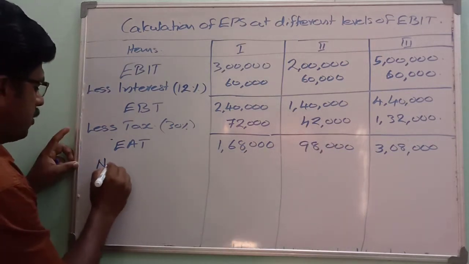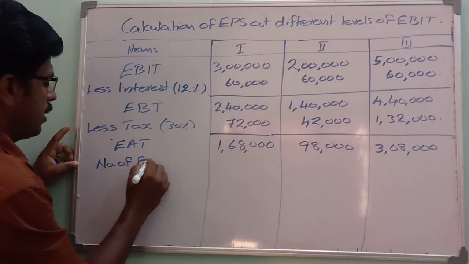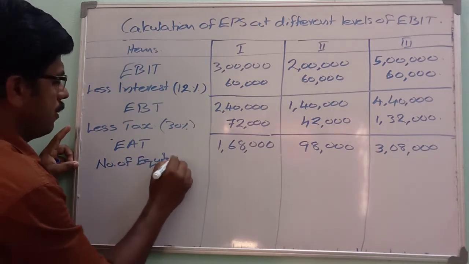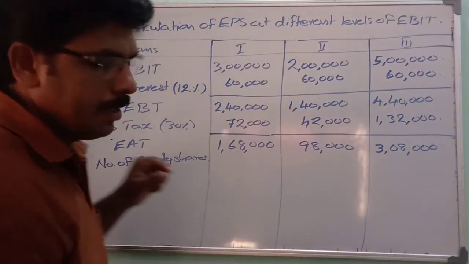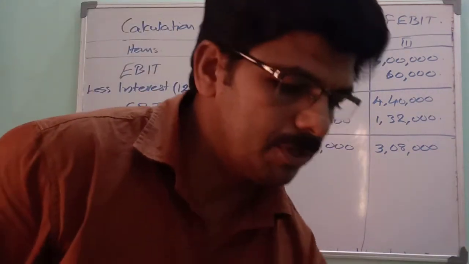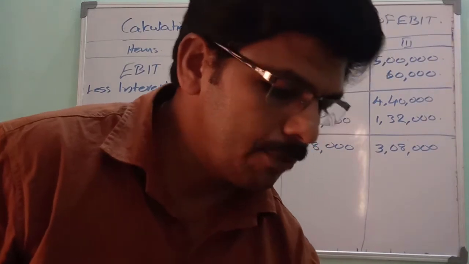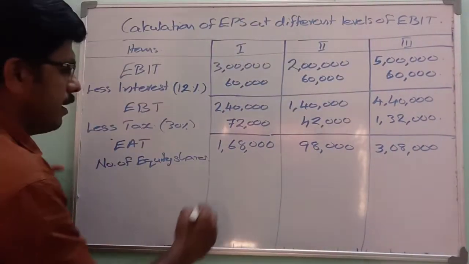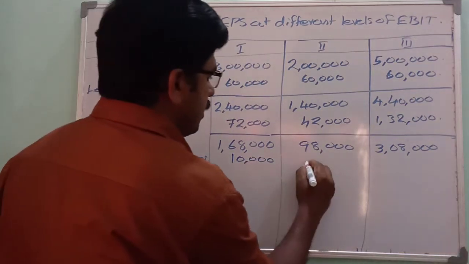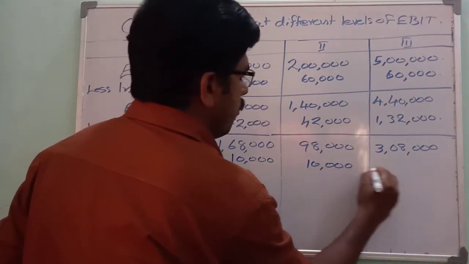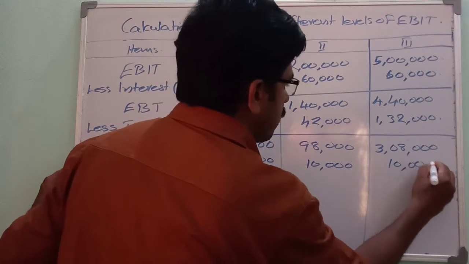Then what is the number of equity shares? It is given in your question as 10,000. 10,000 equity shares of rupees 100 each. Here we want only the number of equity shares, 10,000. In all these three cases, the number of equity shares is the same.